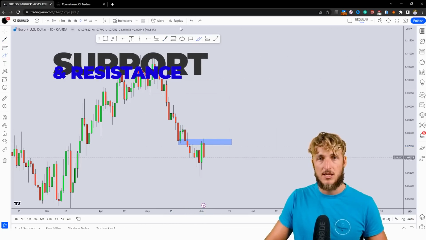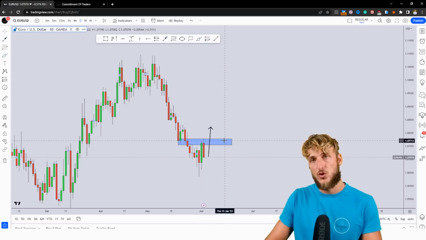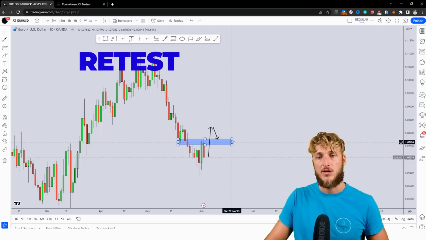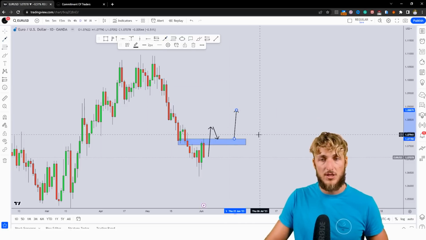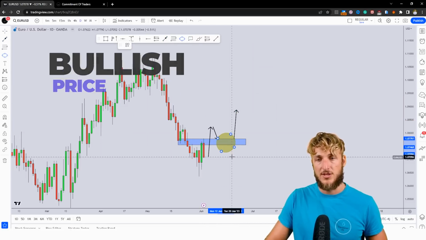now turned resistance. If the market breaks above the zone, this previous resistance would once again become support. And if we do get the break on the retest of this previous resistance turned support, this is where we would have good probabilities to see more bullish price action away from this area.